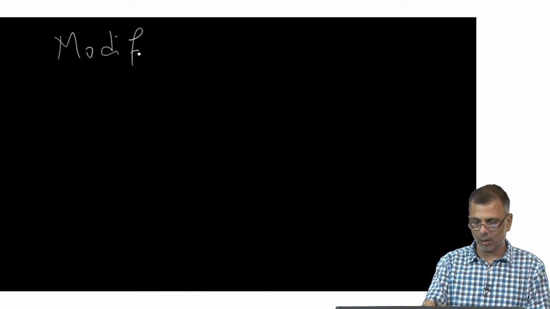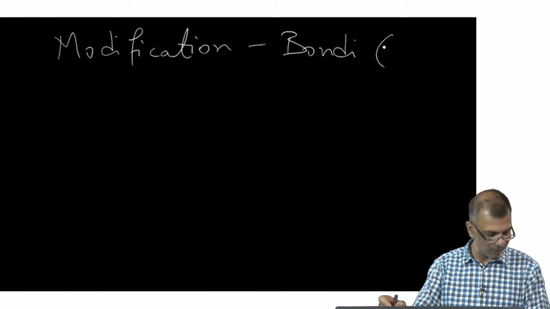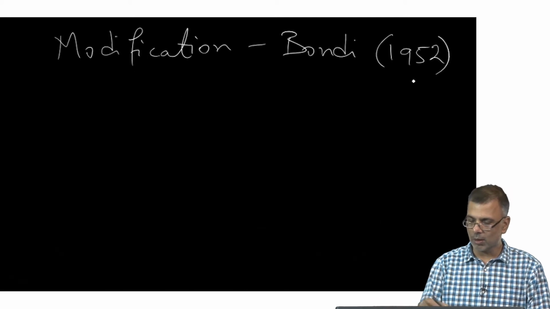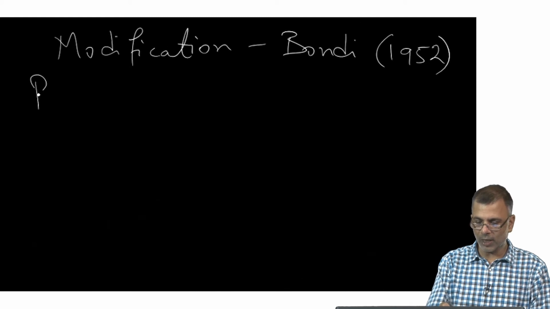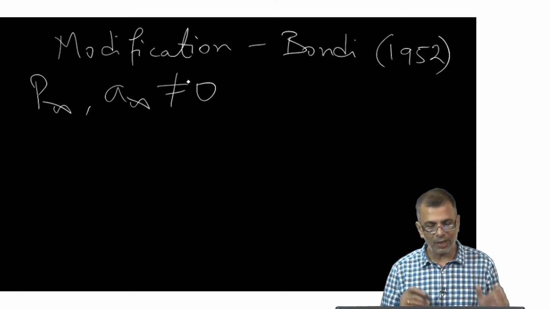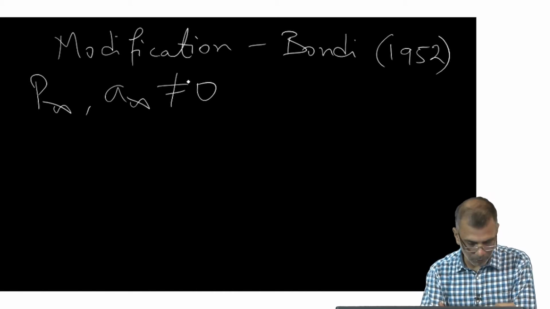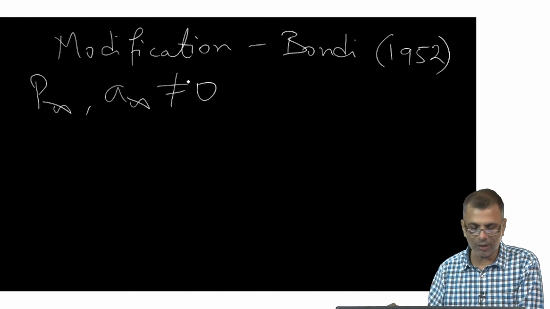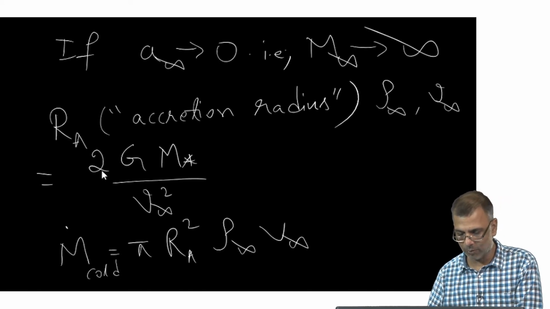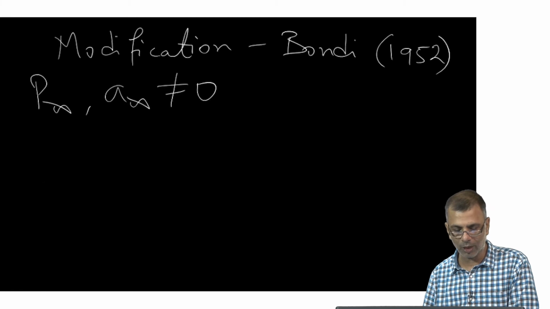Therefore, a modification was introduced due to Bondi, Hermann Bondi, in a famous paper in 1952, where he proposed that P infinity, the pressure at infinity, and the sound speed at infinity are not 0. In other words, the gas is not cold at infinity. In this case, if we again propose an accretion radius, along the same kind of logic, we call this R_B for R Bondi, and you will have the same numerator, except instead of v infinity squared, I am going to have a infinity squared.